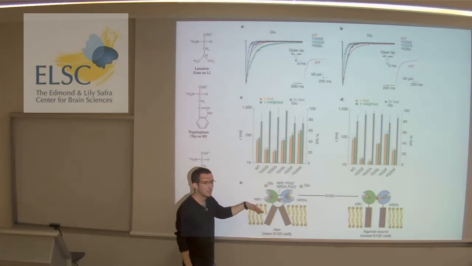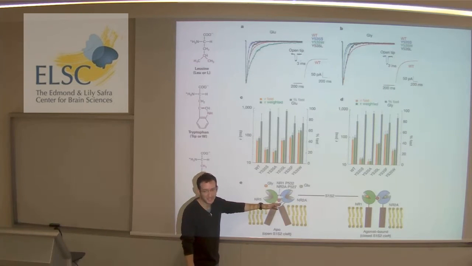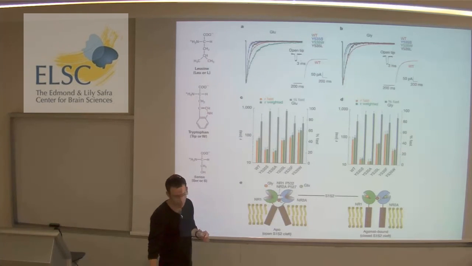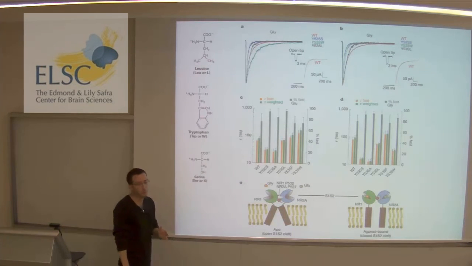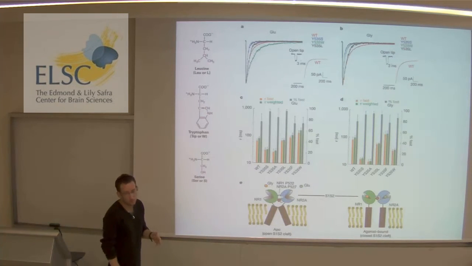So yes, for the NMDA receptor, the tryptophan here is essential, and the tyrosine is essential because without it, the channel will be open for only a tiny fraction of time, and with it, it has a slow activation, which is thought to play an essential role in plasticity, in synaptic plasticity.